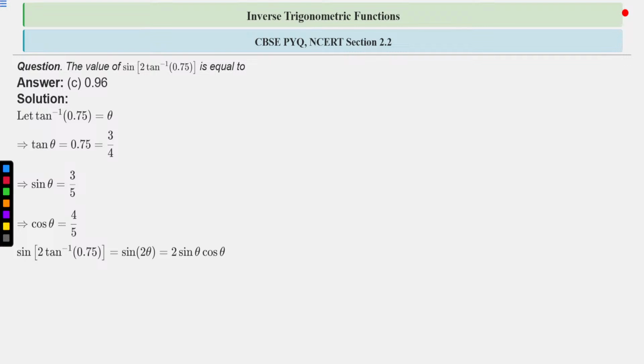So sin 2 tan inverse 0.75 will be equal to sin of 2 theta. And we know that sin 2 theta is equal to 2 sin theta cos theta. So finally, sin of 2 tan inverse 0.75 is 2 into sin theta, which is 3 by 5, into cos theta, which is 4 by 5. After solving this, you will get 24 upon 25, and after further simplification, 0.96. So option C, 0.96, will be the correct answer.